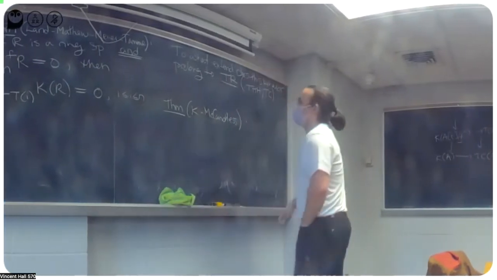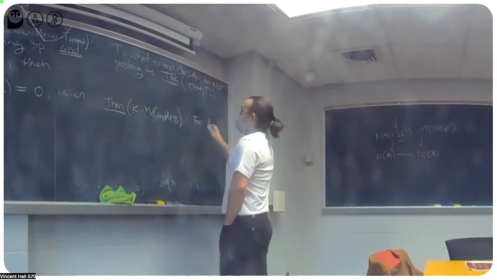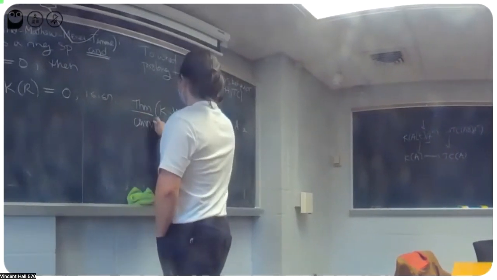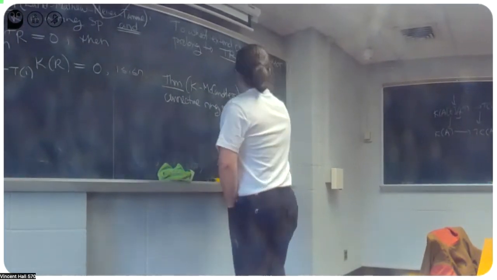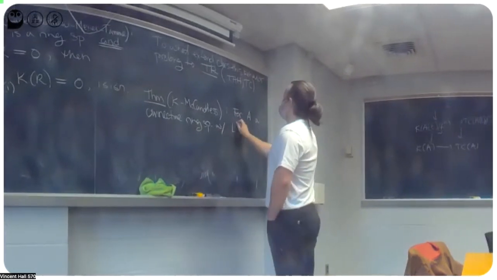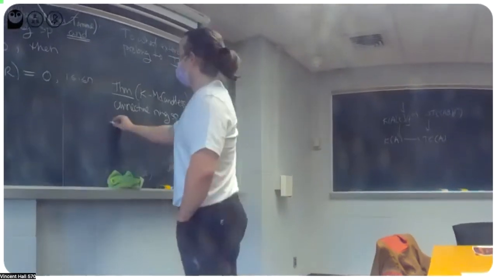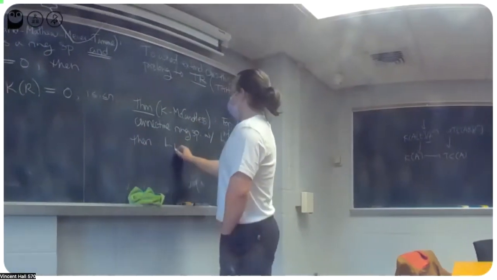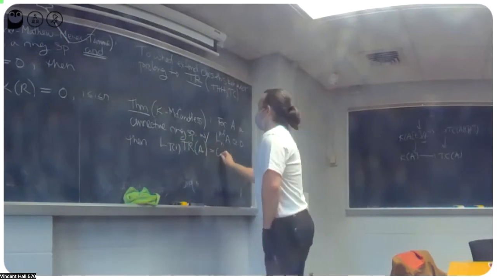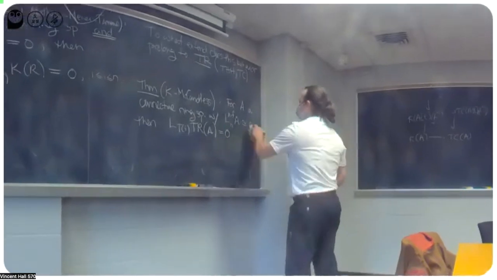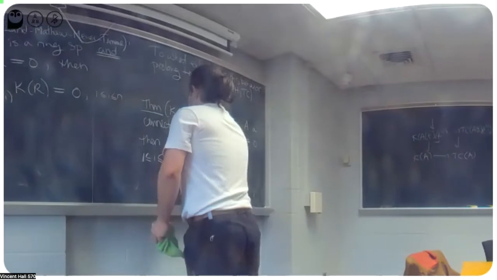And it's the following. So for A a connective ring spectrum, which is chromatically uninteresting in the same range as before, then we know that TR is also chromatically uninteresting in the same range as before. Okay.